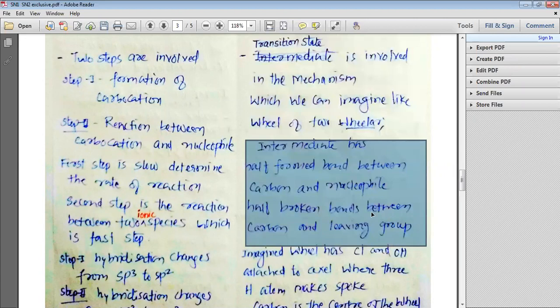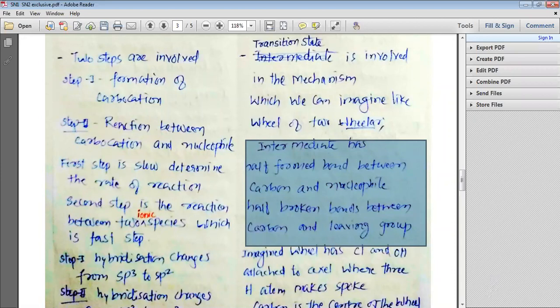Now with what is the half of the bond formed? The half of the bond is formed with the nucleophile OH minus, whereas the half of the bond is broken with the leaving group Cl minus. This is what we can easily understand. So half of the bond is broken, half of the bond is formed in the intermediate. That is what we can easily understand, my dear students.